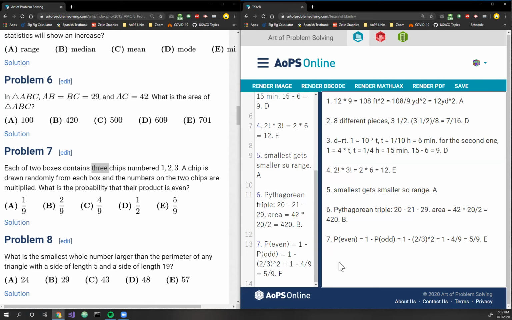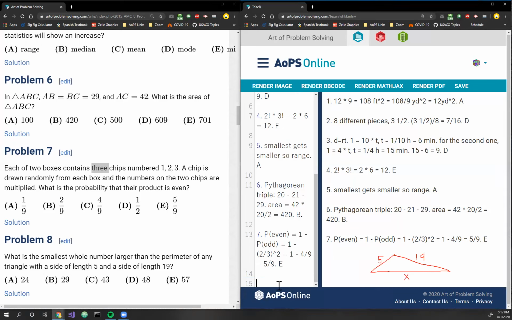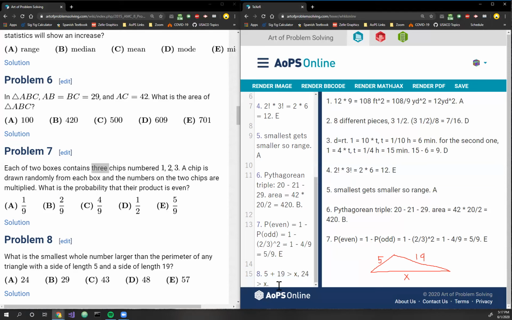Okay, so I'll just go over the solution now. This uses the triangle inequality. In a triangle, this has length 5, this has length 19, and let this have length x. What the triangle inequality says is 5 plus 19 is greater than x. So this means 24 is greater than x.